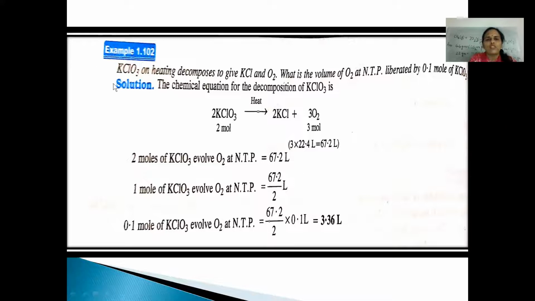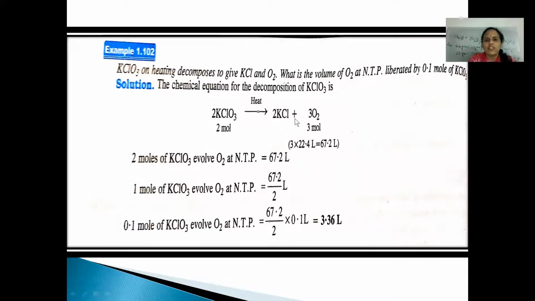KClO3, potassium chlorate, on heating decomposes to give KCl and oxygen. What is the volume of oxygen at NTP? NTP, STP is the same. Liberated by 0.1 moles of KClO3. That is the question.